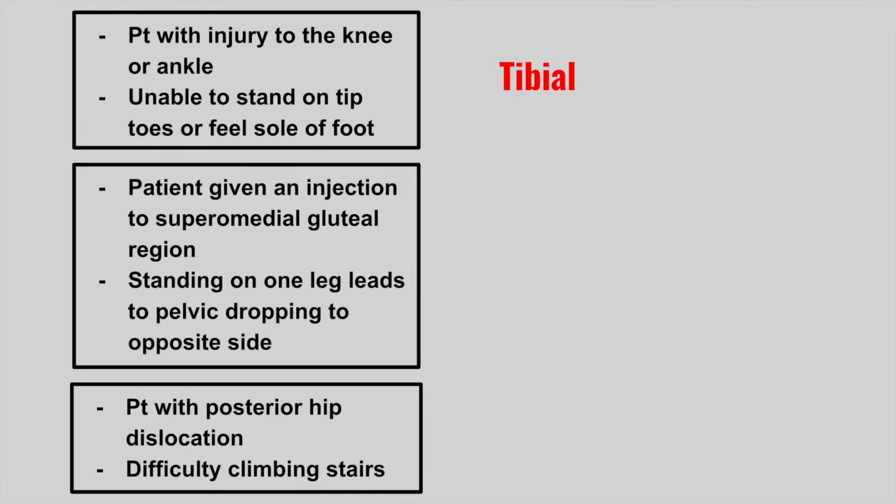Next, we have a patient given an injection to the superomedial gluteal region, and standing on one leg leads to the pelvis dropping to the opposite side. So this is a superior gluteal nerve injury, and remember this finding of standing on one leg is called the Trendelenburg sign. Okay, and so the pelvis drops to the opposite side of the nerve injury. And so to prevent damage to this nerve, remember that you want to inject in the lateral quadrants of the glutes to prevent the nerve from getting damaged.